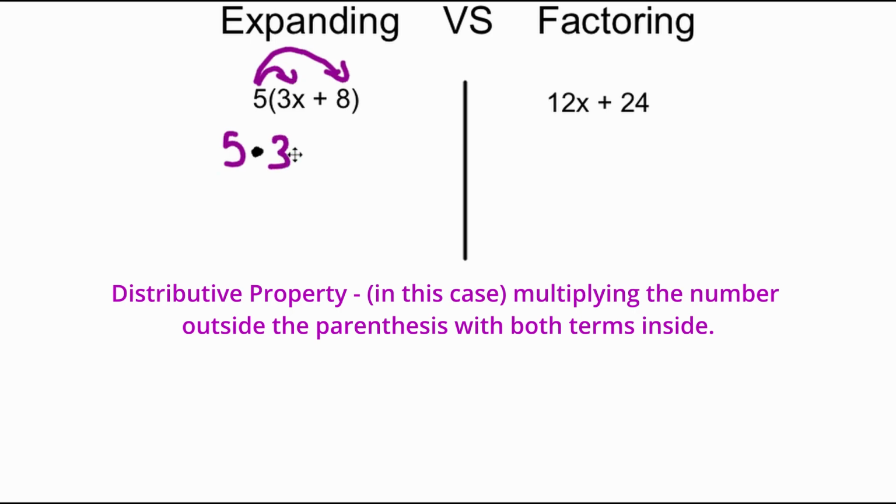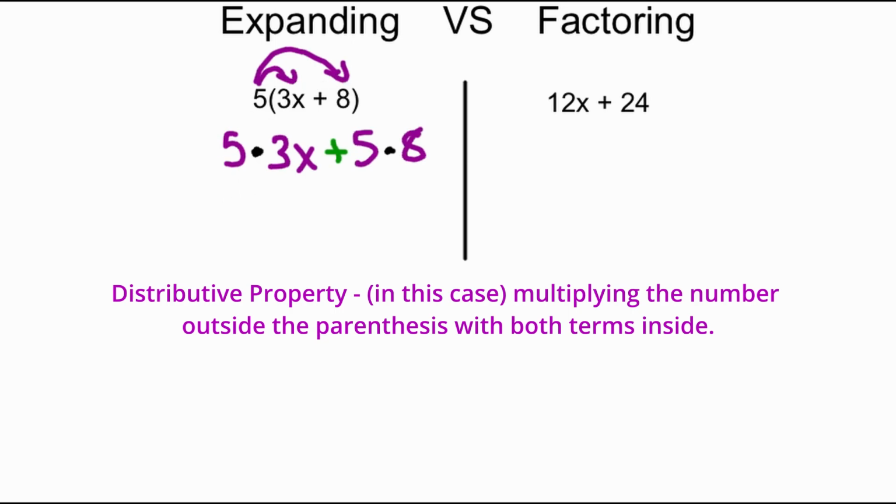3x, and then I'm going to bring down the plus, and now the 5 multiplies the 8. Okay? Alright, so the 5 got distributed to the 3x as well as with the 8.